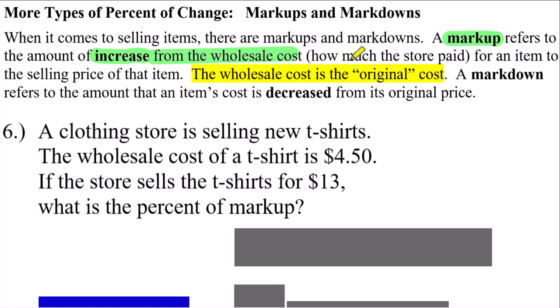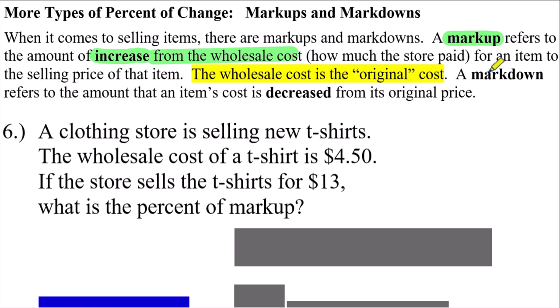The wholesale cost is the original cost because that's the first cost that happened in the timeline. Then it's marked up to the selling price, which is the later price. So I highlighted this for you probably already on gray in your paper. It's on yellow on my screen. This is huge. The wholesale cost is the original cost.